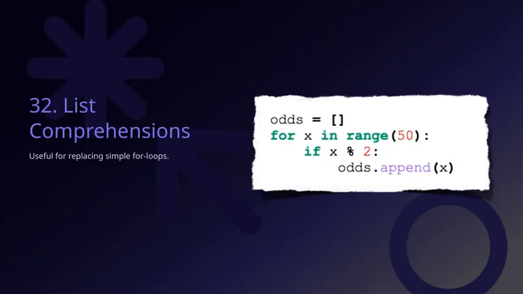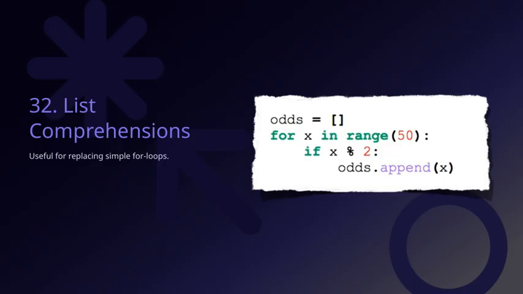Now, let's talk about list comprehensions. They're a really useful tool in Python, especially when you want to replace simple for loops. Essentially, list comprehensions allow you to create new lists quickly and concisely, often in just one line of code. They help make your code more readable and more Pythonic by reducing boilerplate. Think of them as a more elegant way to generate lists based on existing iterables, applying some transformation or filtering along the way. When you're working on data processing or creating new collections, list comprehensions can streamline your workflow and make your code cleaner.